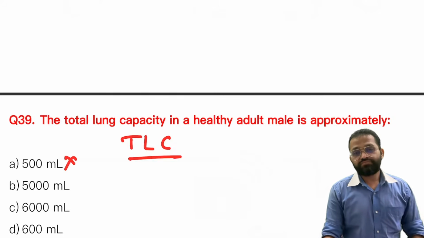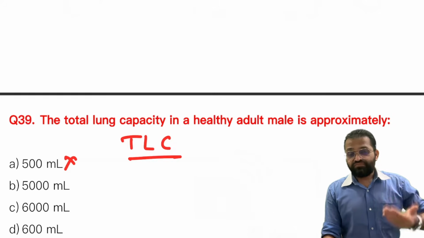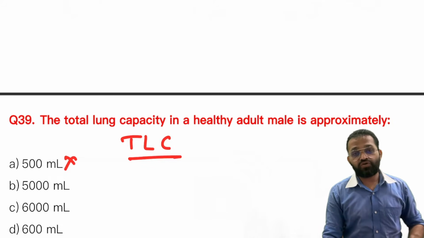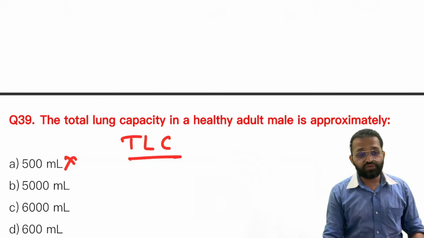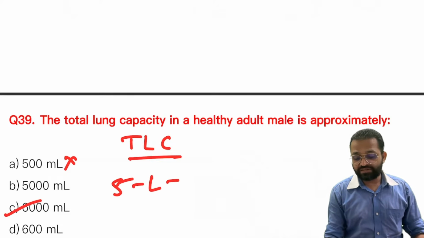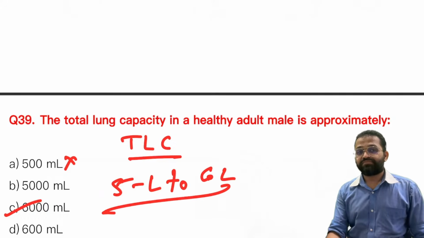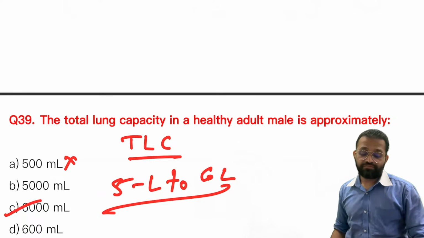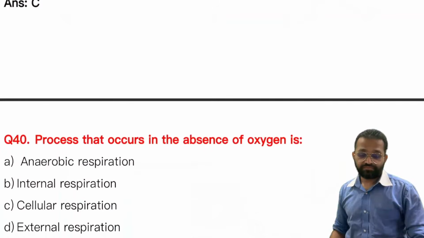500 ml, no. Yes, total lung capacity. So inspiratory or expiratory volume, this all okay in 1 minute. Answer is C. Yes, you can say 5 liter to 6 liter. 6 liter is the best answer. C. It is approximately the amount of the blood. Okay. Yes.